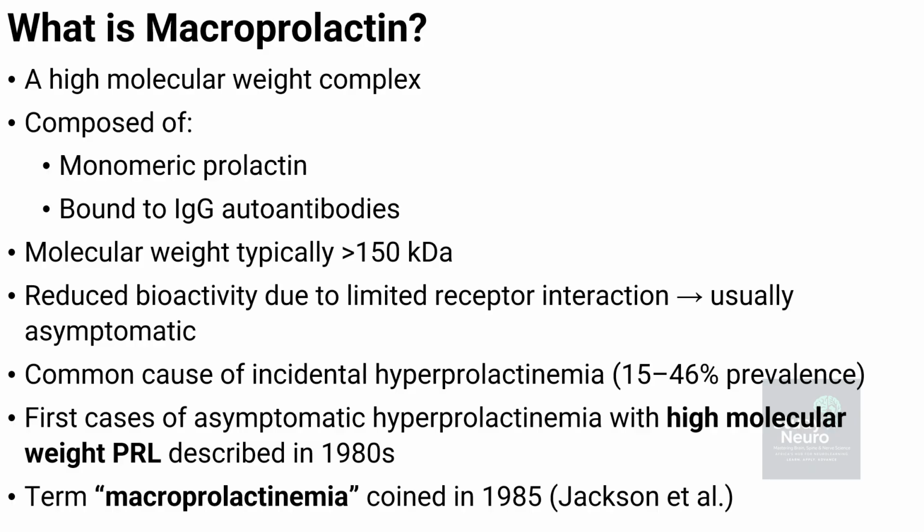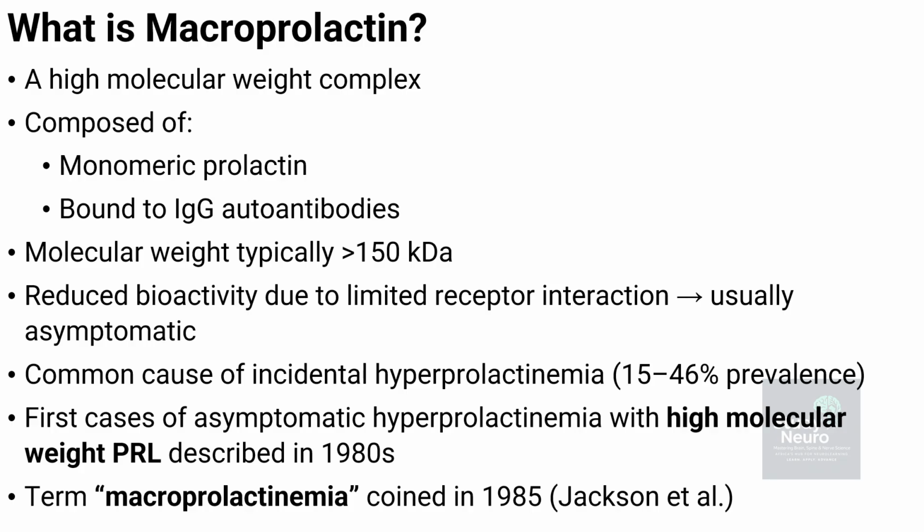Macroprolactin is a high molecular weight form of prolactin that circulates in the blood as a complex rather than as free hormone. In most cases, it consists of monomeric prolactin bound to IgG autoantibodies, forming a large molecule, typically over 150 kilodaltons in size. Because of this large structure, macroprolactin has limited access to prolactin receptors in target tissues. As a result, its biological activity is markedly reduced, which explains why many patients with elevated prolactin levels due to macroprolactin have few or no symptoms at all.